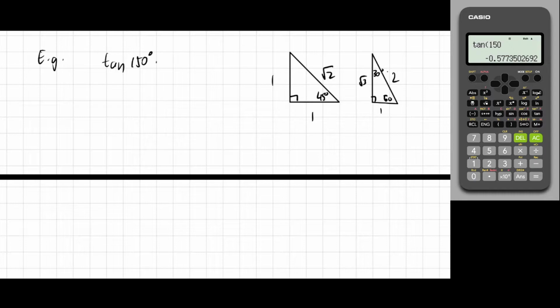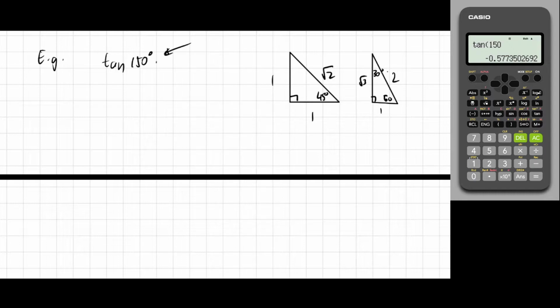Now, tan of 150 degrees. Well, how do these triangles help me solve what tan of 150 degrees is? Okay. Well, at the moment it doesn't, but it's going to, okay? Because remember, when we did this before, we had to look at what the related angle was going to be, okay? And the way we did that is we measured back from 180 degrees, okay?